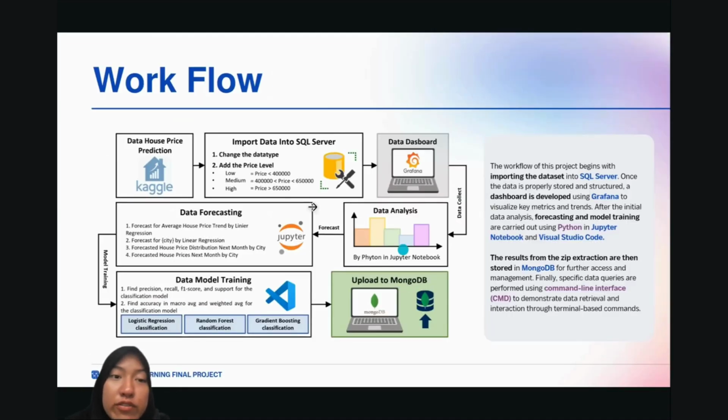And then this is the workflow for my project. First, after I get my data from Kaggle, I will import it into the SQL server. Once it is in the SQL server, I will change the data types and also add the price level from three different kinds of classification. After that, I will make a data dashboard in Grafana, so it is easier to see the visualization of my data. After that, I will do the data analysis using Python in the Jupyter notebook. And still in the Jupyter notebook, I will do four different kinds of data forecasting.